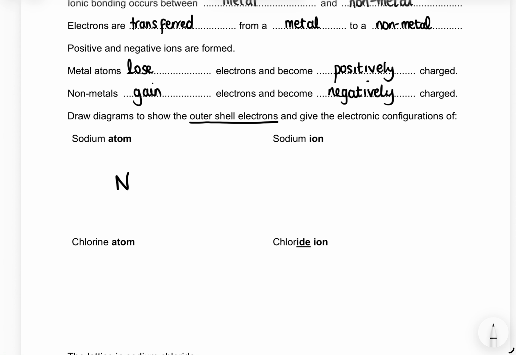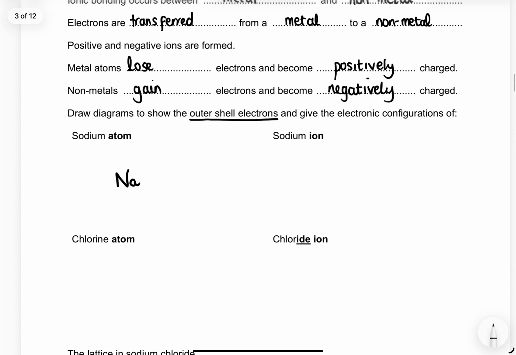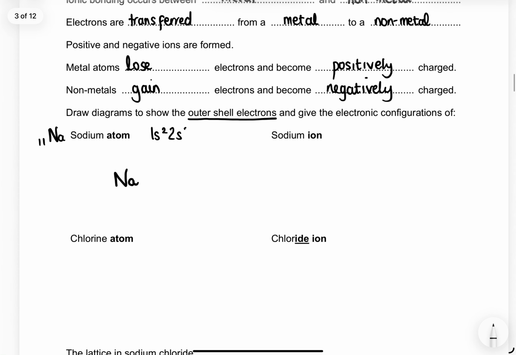If we take a sodium atom, if we look on the periodic table, it's number 11. So 11 protons, and the atom would therefore have 11 electrons. 1s2, so 2 in the first shell. 2s2, 2p6, that makes 8 in the second shell: 2 in the S subshell, 6 in the P subshell, and then 3s1. So if we were to draw the outer shell onto our sodium atom, it would have 1 electron on the outer shell.